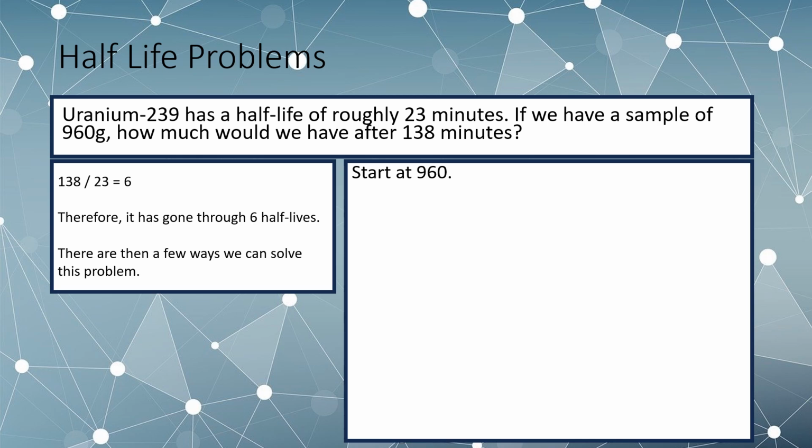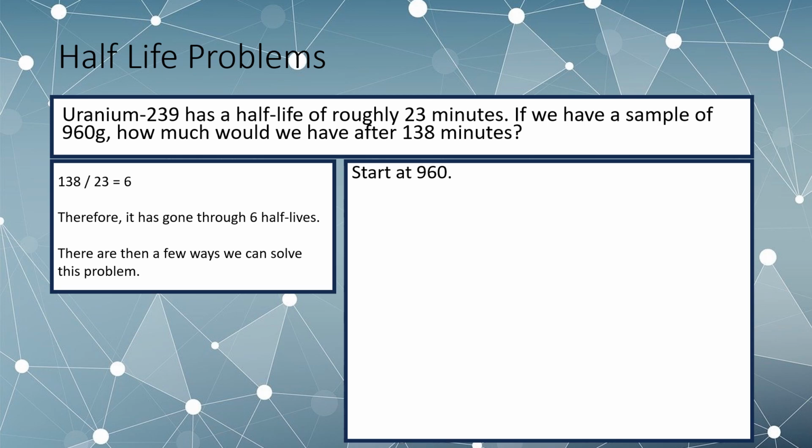So, we simply do that by taking the amount of time, in this case 138 minutes, and dividing that by its half-life length. So 138 divided by 23 equals 6. Therefore, it has gone through 6 half-lives. As I said, there are a few ways we can then solve this problem. One of the easiest ways, and the way that most people learn how to do it first with half-life, is simply to half and half and half and half and half. That is, to half it 6 times, because it goes through 6 half-lives.